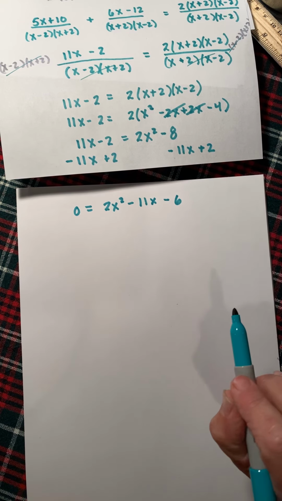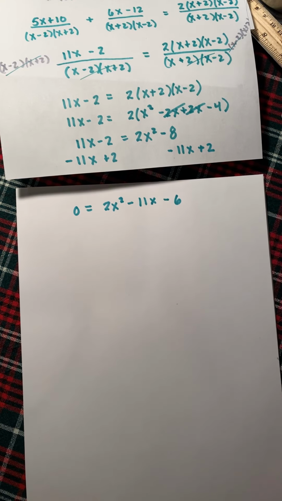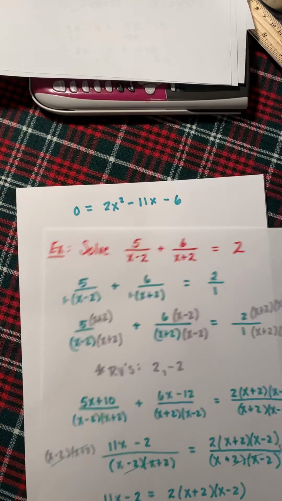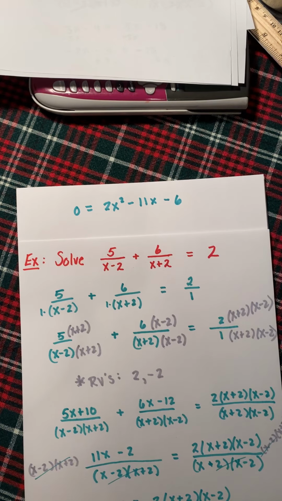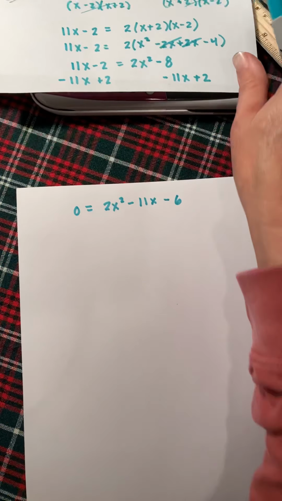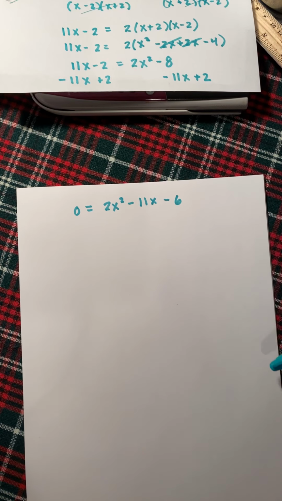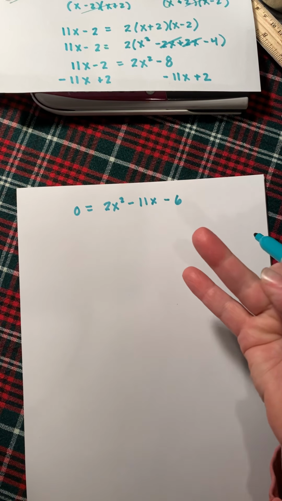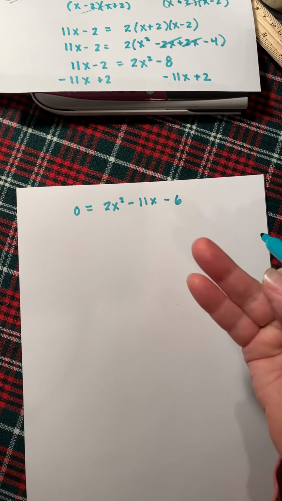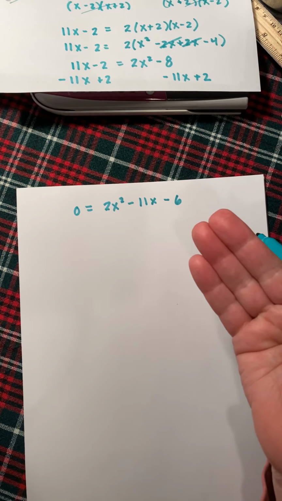So this is what we are down to. Quadratic equation. We have 3 methods of solving a quadratic equation. So we turned this, which didn't look all that painful, rational equation, into a not so easy quadratic equation. How do we solve quadratic equations? 1, factoring. 2, completing the square and using the square root property. Or 3, the quadratic equation.